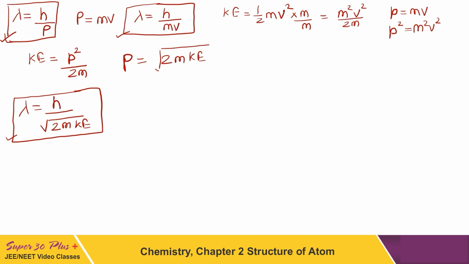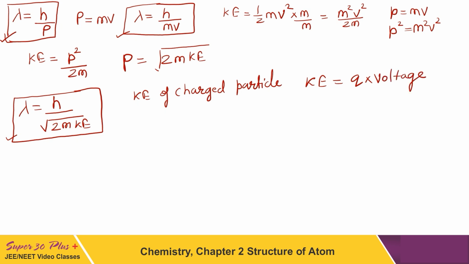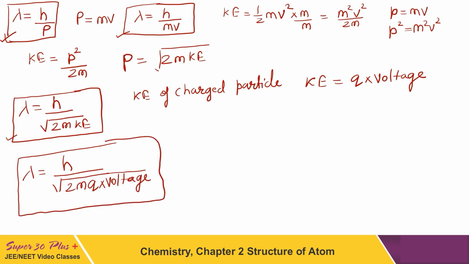Alright. Now, do you know what is the kinetic energy of a charged particle, under the influence of some potential, in the presence of electric voltage? For any charged particle, kinetic energy is equal to Q into voltage. So now I can also replace this kinetic energy with Q into voltage. So here comes another formula of De-Broglie wavelength. Lambda is equal to h divided by under root of 2m Q into voltage. So you can use any of the formulas. This is number 1, number 2, number 3 and number 4. You can use any of the formulas for the calculation of De-Broglie wavelength.